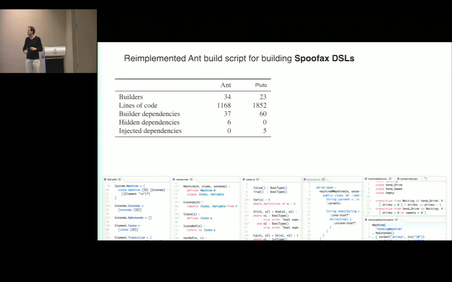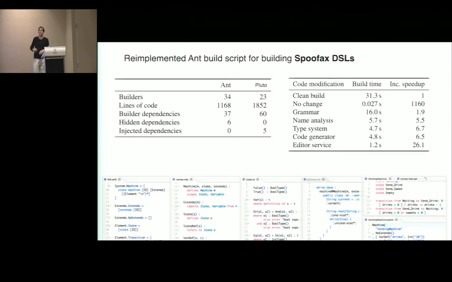There are 60 builder dependencies in our build script. And what's also interesting is we did find 6 hidden dependencies, which means that there may have been scenarios where something changed, but not all the necessary rebuilds occurred.